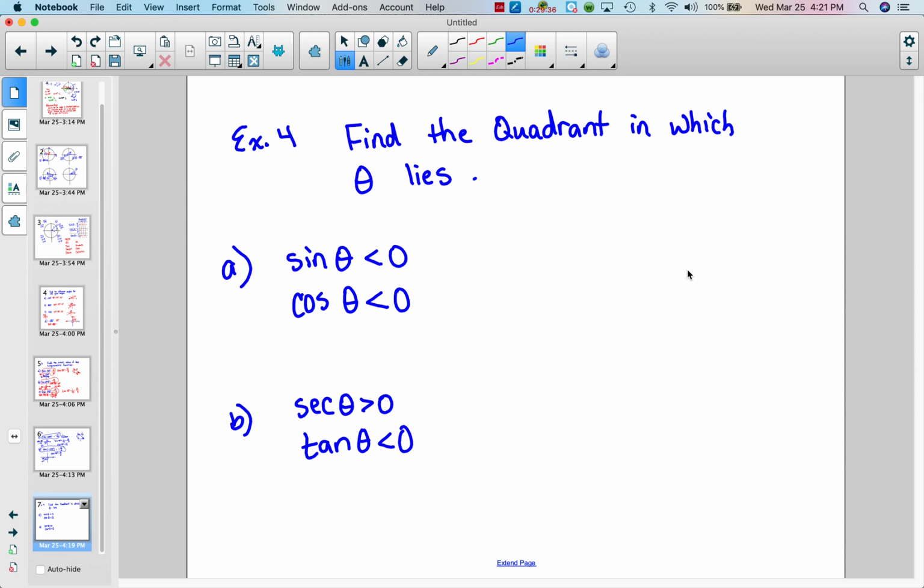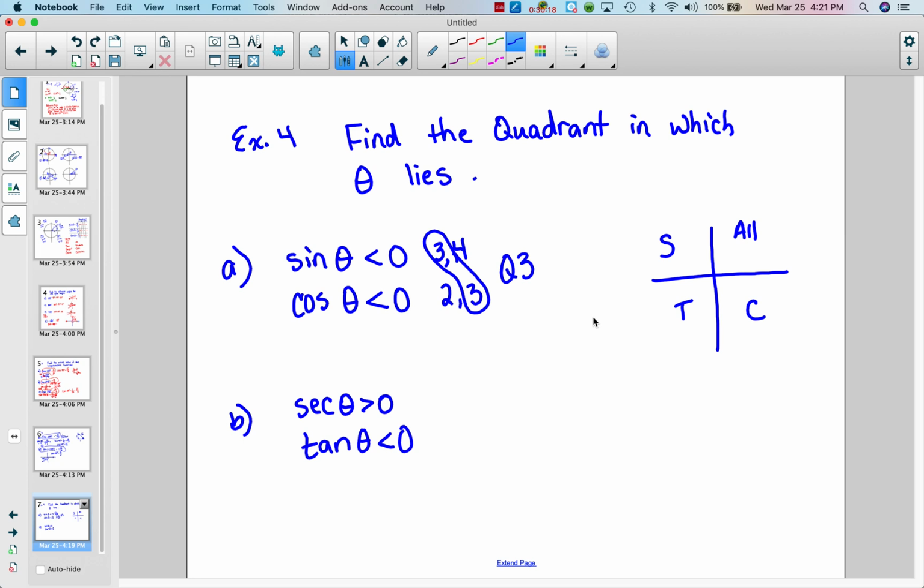Okay, next example. Find the quadrant in which theta lies. For part A, you are told that sine theta is negative and cosine theta is negative. So let's think about where, going through this whole idea, all students take calculus. This is what's positive. So sine is positive in quadrants 1 and 2 and negative in quadrants 3 and 4. Cosine is positive in quadrants 1 and 4 and negative in quadrants 2 and 3. So where are they both negative? In quadrant 3.